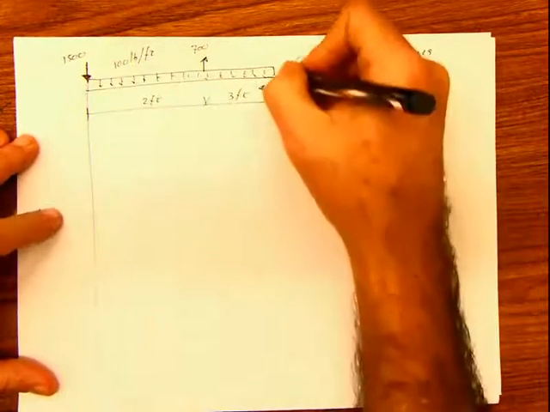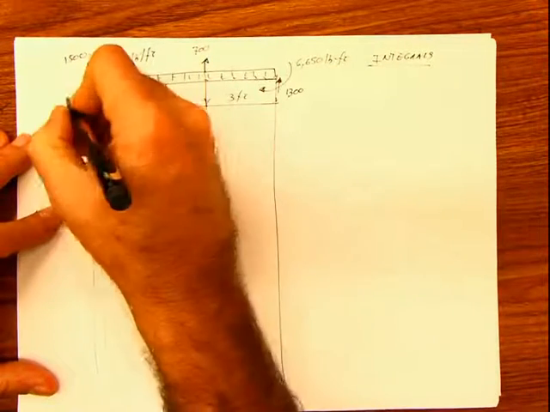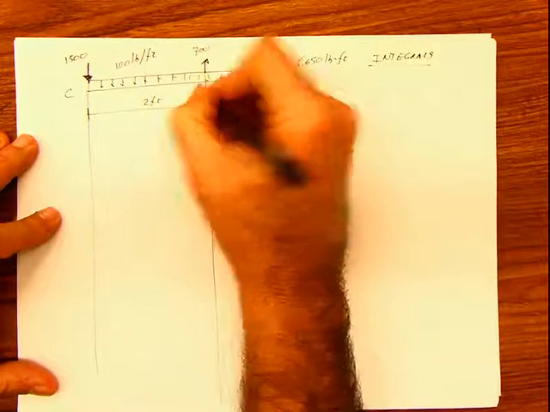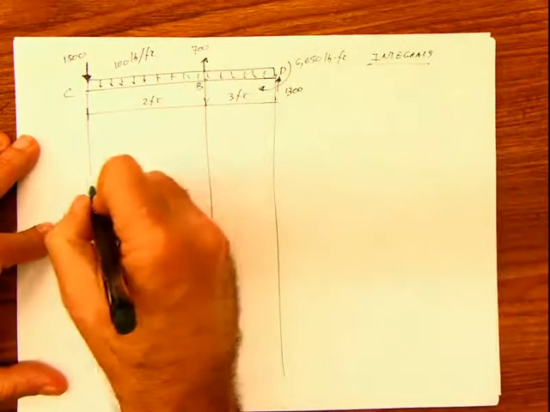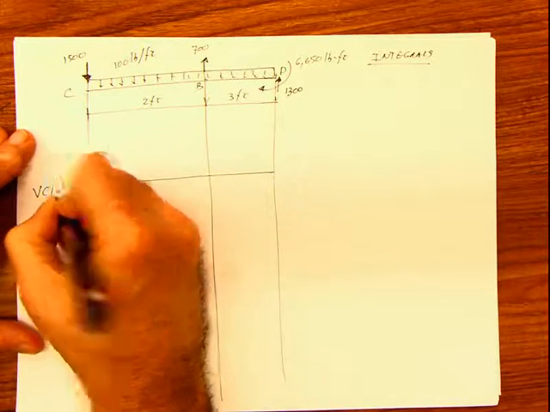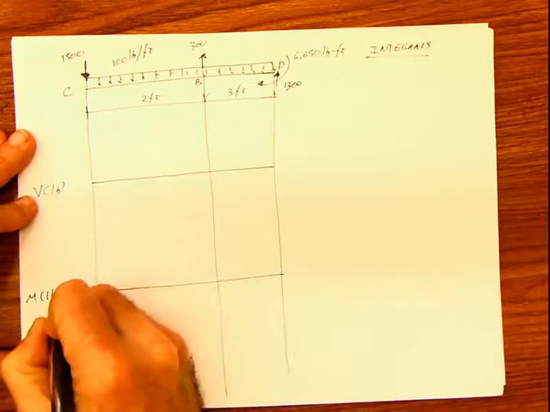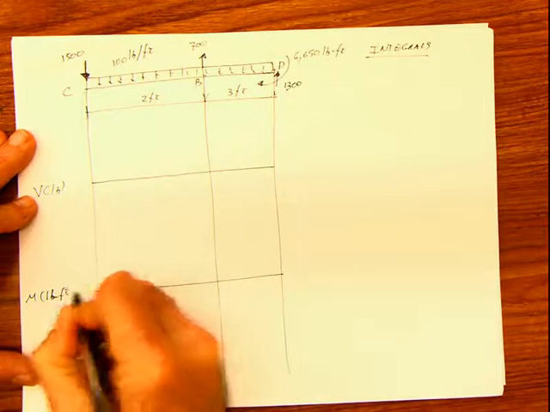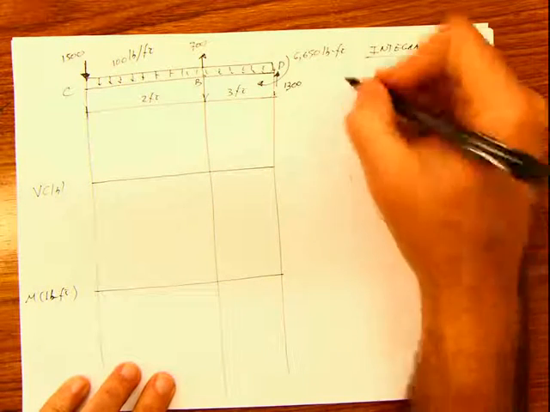Vertical line, vertical line, vertical line. This point is C, this point is B, this point is D. Horizontal line for my shear, which is going to be in pounds. Horizontal line for my moment, pounds-foot. And then we start.